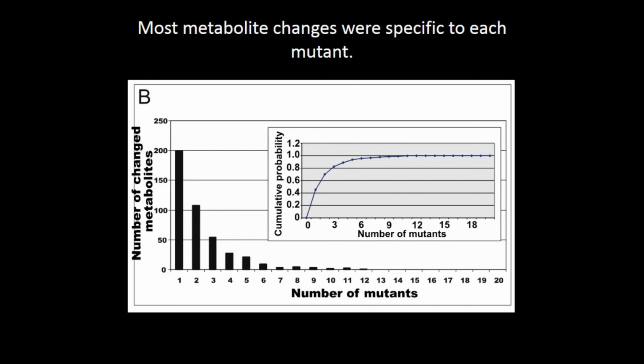We also saw that those changed metabolites were specific to the mutants. So most of the metabolites were altered in only 1 or 2 mutants. And so there was specificity also in the changed metabolites, which suggests that the changed metabolites were biologically specific to the genes that were altered.